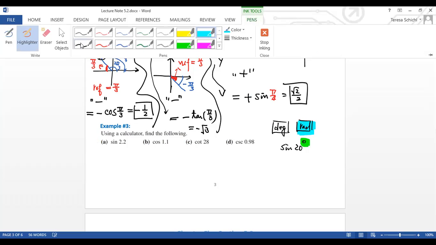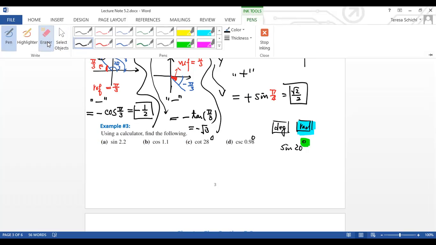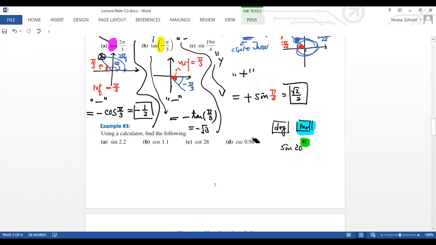So here, if you take a look, none of these have any degrees on top. None of them have that, so you need to use your radian setting. You get that? Because there's no degree sign, you need to change your calculator to the radian setting.